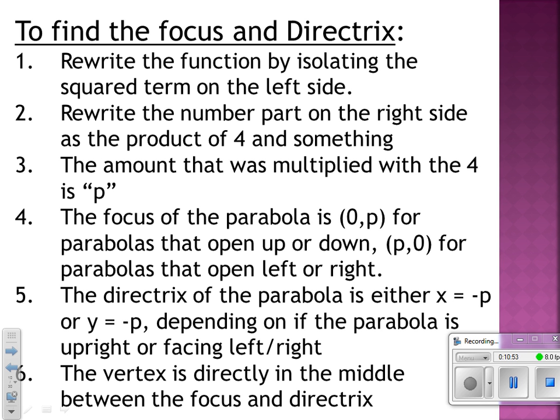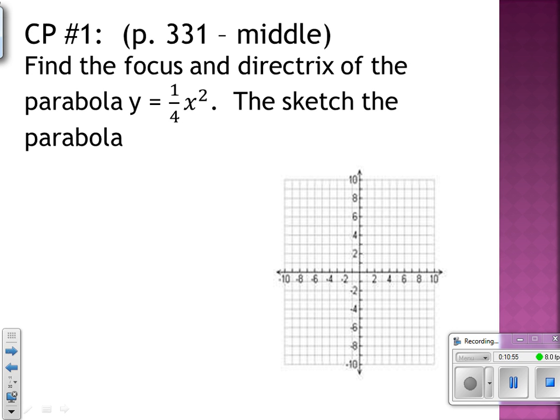Let's practice. Find the focus and the directrix of this parabola. All right, so the first thing we want to do is isolate the squared value. So if we're starting out with y is equal to 1/4 x squared, we want to get that 1/4 off of there. So we're going to multiply both sides by 4, and I'm going to rewrite it so my x squared comes first. If we multiply both sides by 4, we have a 4y, and of course my fraction is gone. So x squared equals 4y.